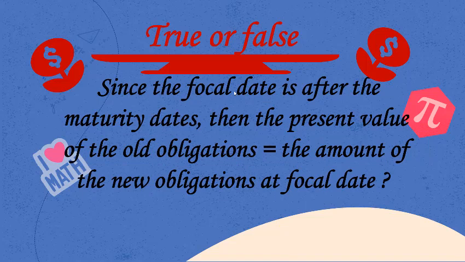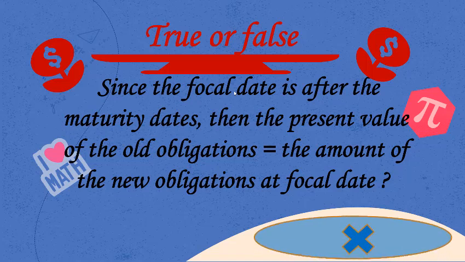Since the focal date is after the maturity dates, then the present value of the old obligations equals the amount of the new obligations at the focal date. Of course, it's false. What's the true version of this? Since the focal date is after the maturity dates, then the amount of old obligations equals the amount of new obligations.